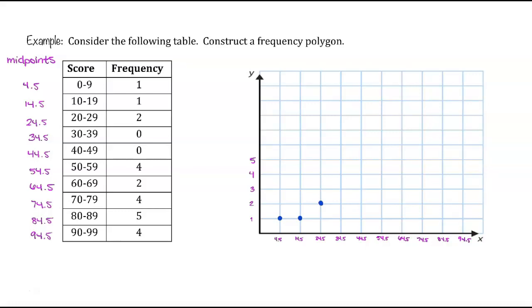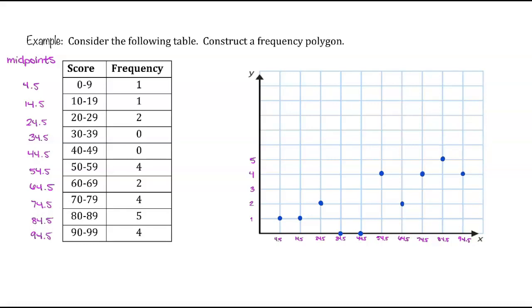Our next two classes each have a frequency of 0. So above 34.5 and 44.5, we need to plot points that correspond to a height of 0, which is on the horizontal axis. The next class has a frequency of 4. Next, we have a frequency of 2. Following that, we have a frequency of 4, then 5, and lastly 4.